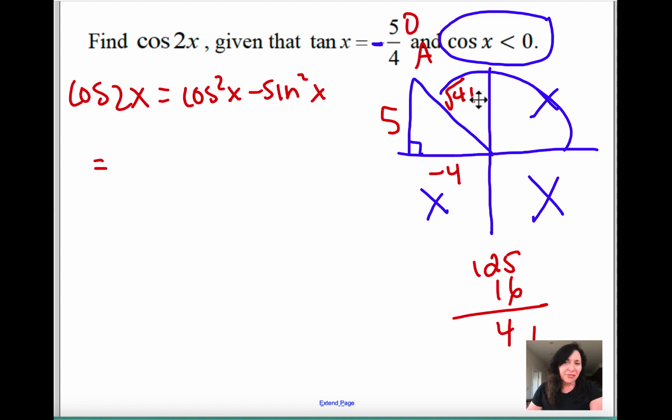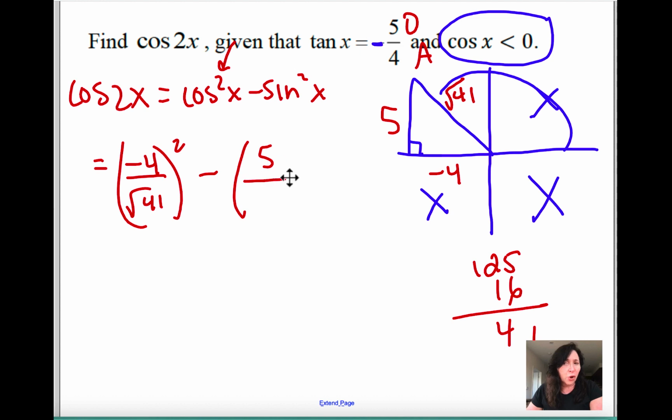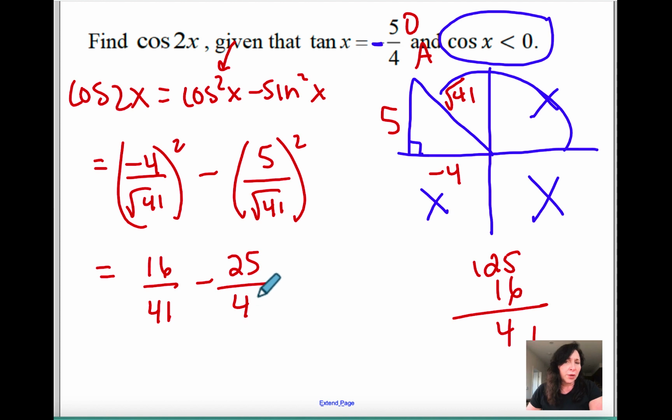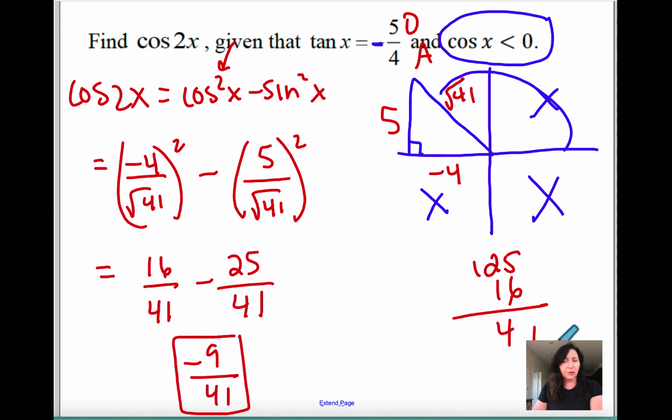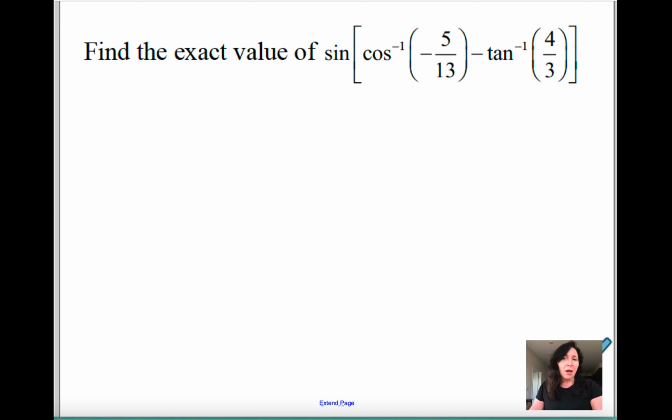Cosine squared is adjacent over hypotenuse. So we're going to go negative 4 over the square root of 41, and this is quantity squared because of that 2 right there. Minus sine squared, opposite over hypotenuse. So 5 over the square root of 41 squared. So what this makes is 16 over 41 minus 25 over 41. What is that? 9? Negative 9 over 41. Answer. Check. And lastly, we have a problem like this.